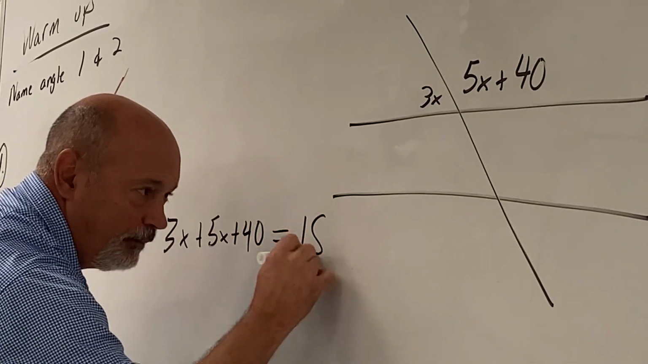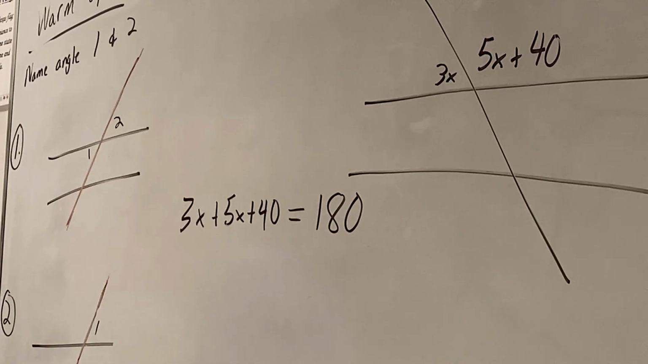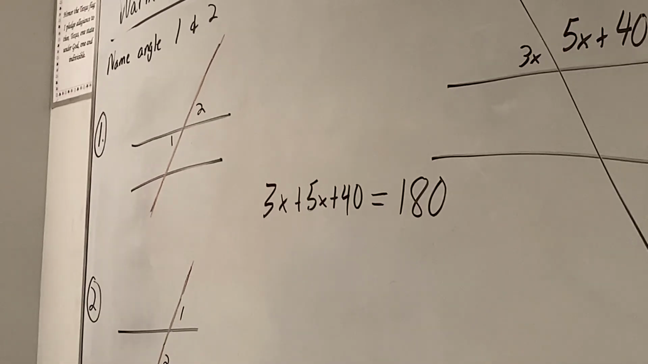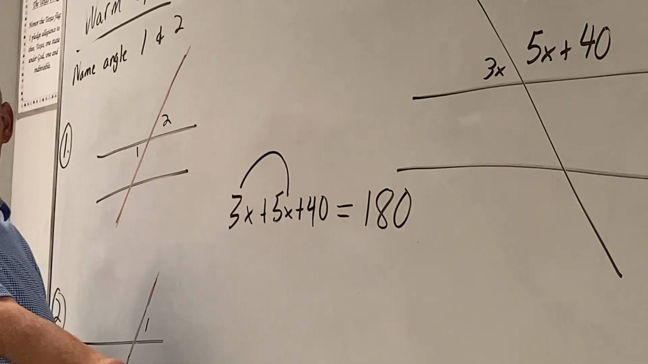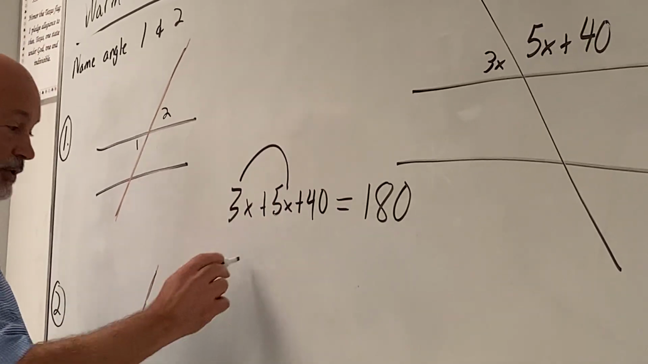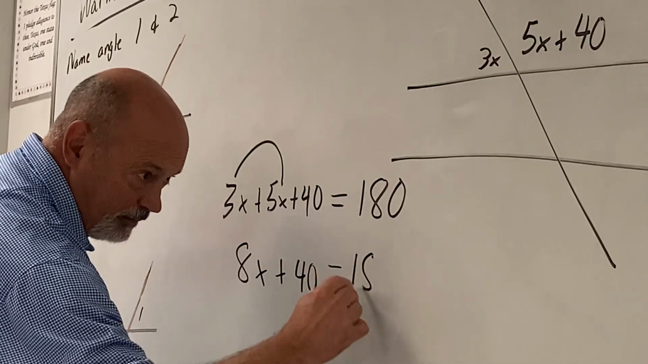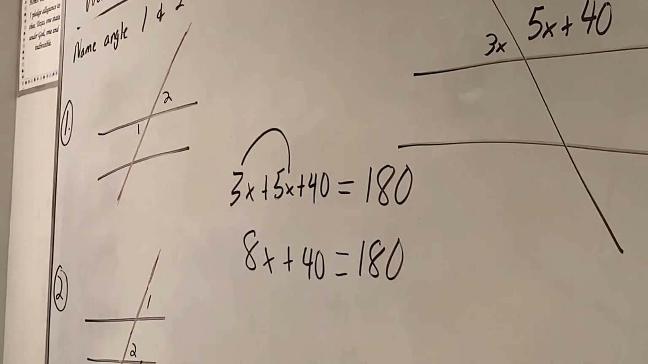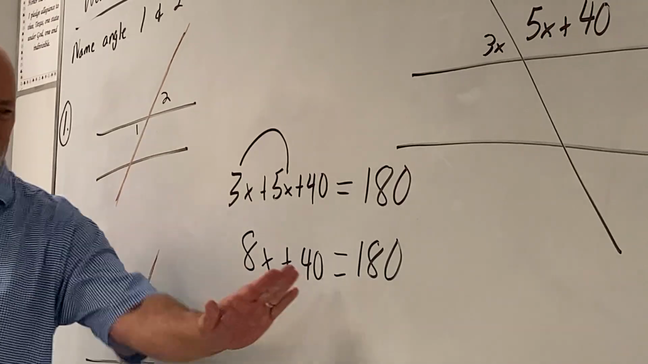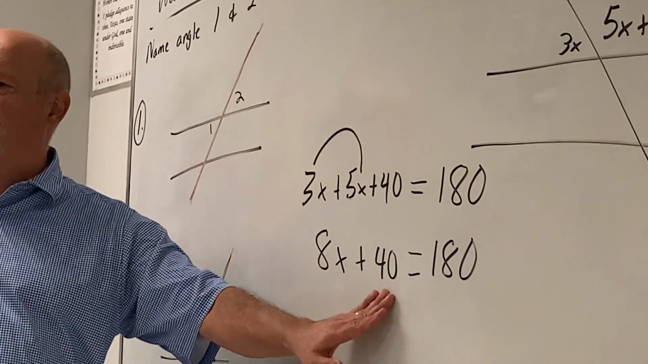180. So now we have a simple math equation that we can solve and find out what number x needs to be. Let's go. What's 5x plus 3x? 8x. Okay, now, once we get the equation to this point, we want to get x all by itself. What number do I need to get rid of first?